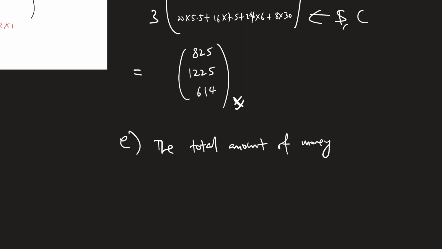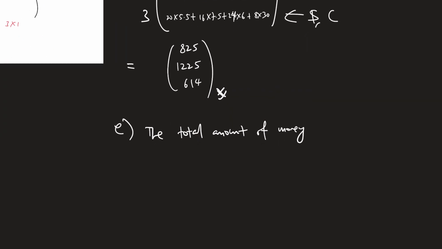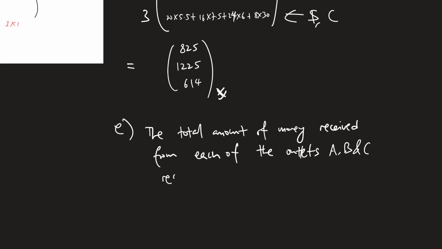Can you say they sell the price, right? So maybe not really money made, maybe you say total amount of money received from each of the outlets, A, B, and C respectively. So you immediately know A, B, and C from each one. There we go.